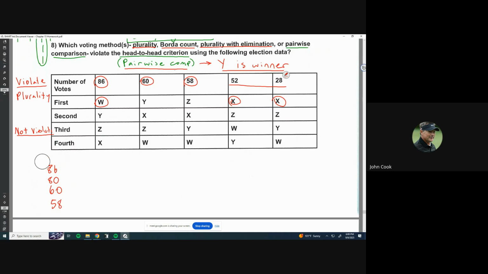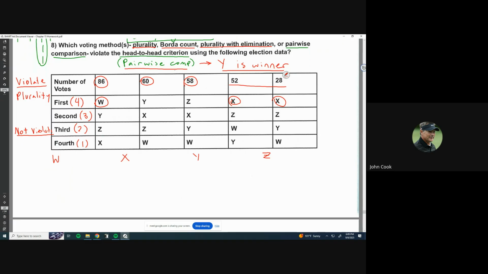All right, let's go to the next one, the Borda count. So for Borda count, we do the point totals. So W, X, Y, and Z. And then let's do the totals for each of these. So it starts at fourth place, which is 1 point. Third place, which is 2. Second place, which is 3 points. And first place, which is 4 points. So let's do these totals.